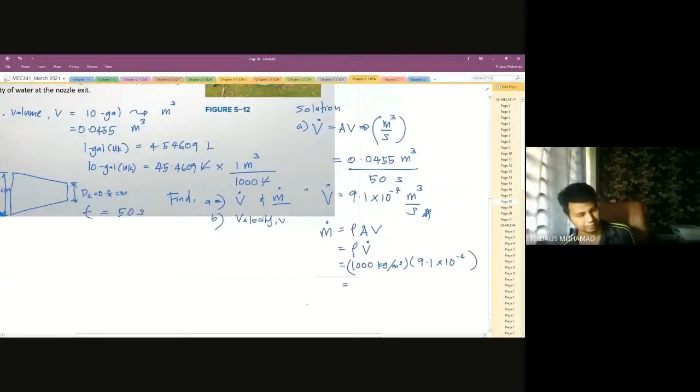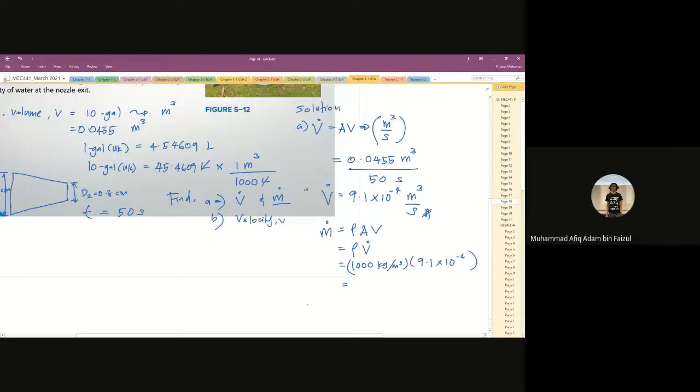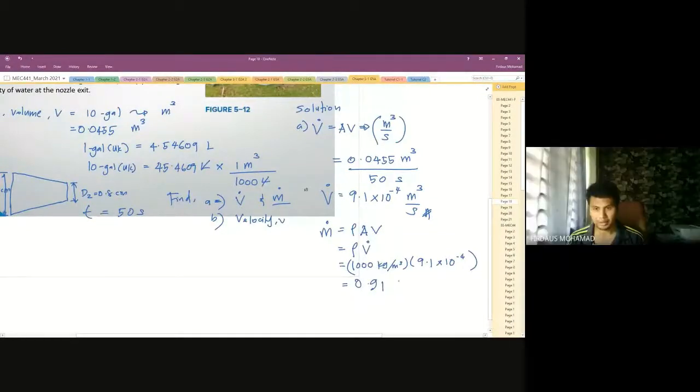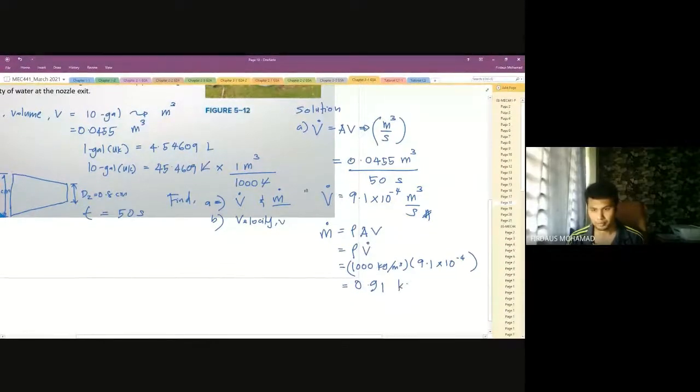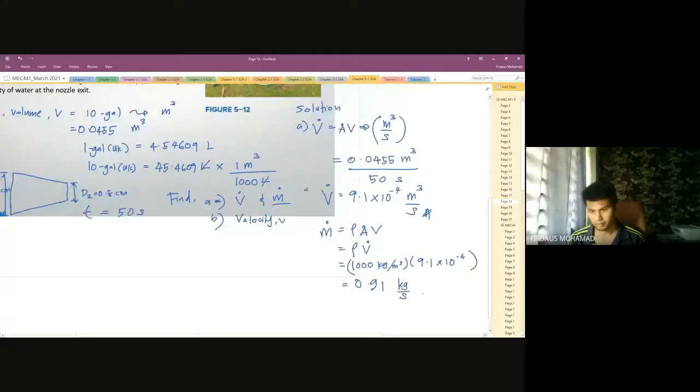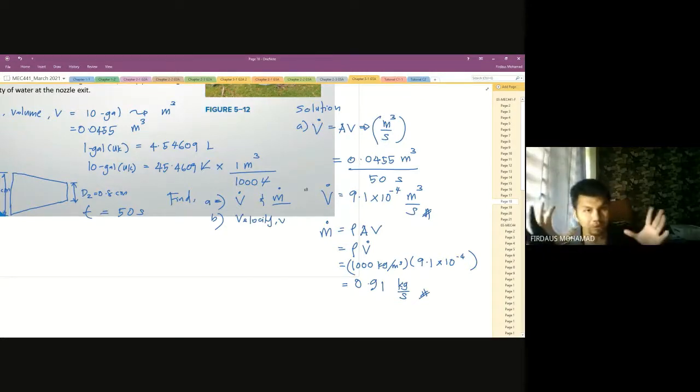So dapat apa? 0.91. Apa unit dia? Kilogram per second. Okay, setakat ni faham? Yang ni just nak bagi you overview macam mana what is volume flow rate, what is mass flow rate.